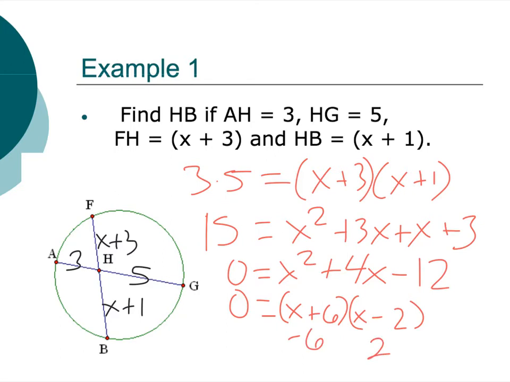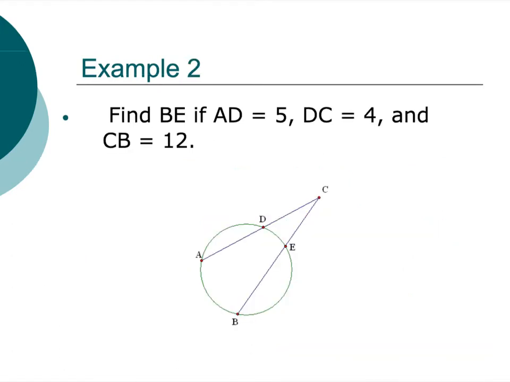Well, when I look back at my original, if I plugged in negative 6, I'd get negative 3 and negative 5, so that ain't going to work. If I plug 2 in, I'm going to get 5 and 3, so 2 does work. I'm finding HB, so I do need to plug this in and actually get my answer, which would be 2 plus 1, which is 3. Cool. Awesome. So that is HB in this case. It is a coincidence, guys, that it's 3 and 5, 3 and 5 for this one, okay? It's not always going to be the exact same as the other two segments, okay? Just a coincidence.